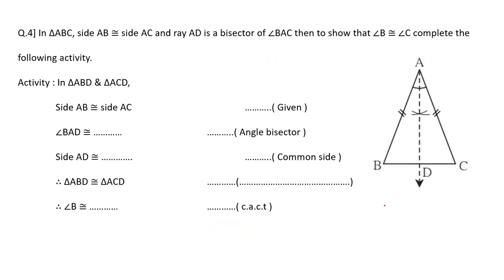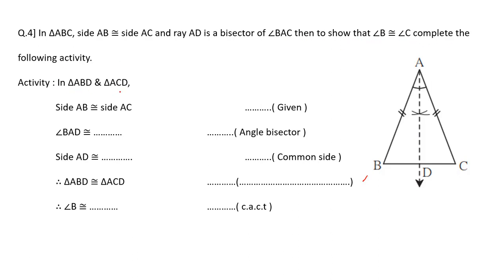Now in question 4, in triangle ABC side AB is congruent to side AC. Look here, AB is congruent to AC, right. Ray AD is a bisector of angle BAC. Then show that angle B is congruent to angle C. Now complete the following activity.